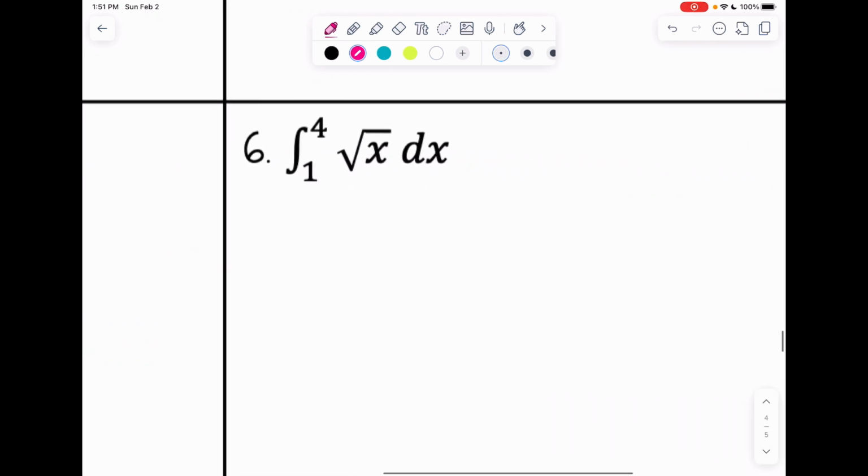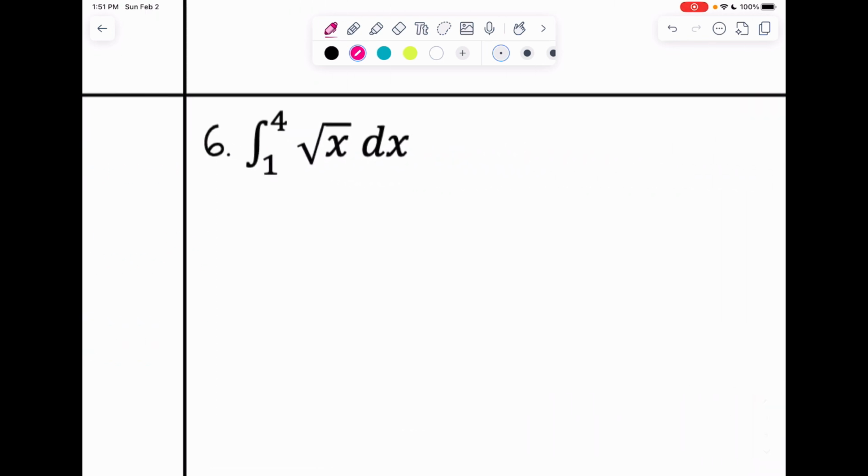All right, for number 6, integral from 1 to 4 of square root of x, and we could also think about this so that we have a rational exponent, that this is really x to the 1/2. So if I do my reverse power rule, when I add 1 to the exponent, I'm going to get 3 over 2. Then I have a choice here.